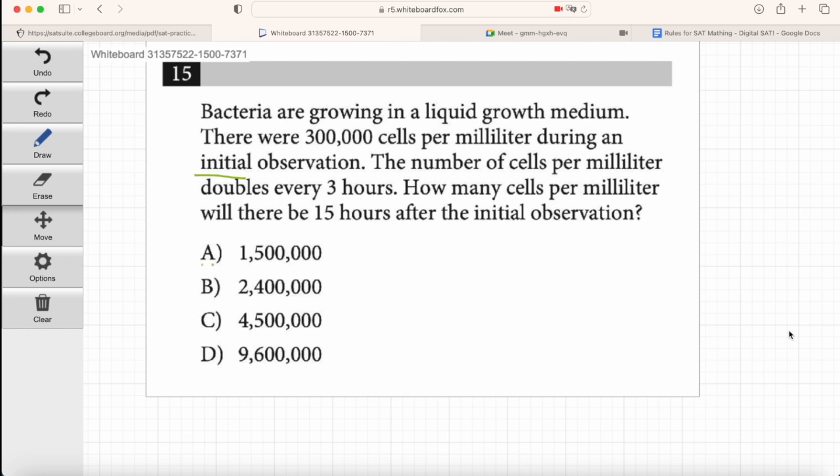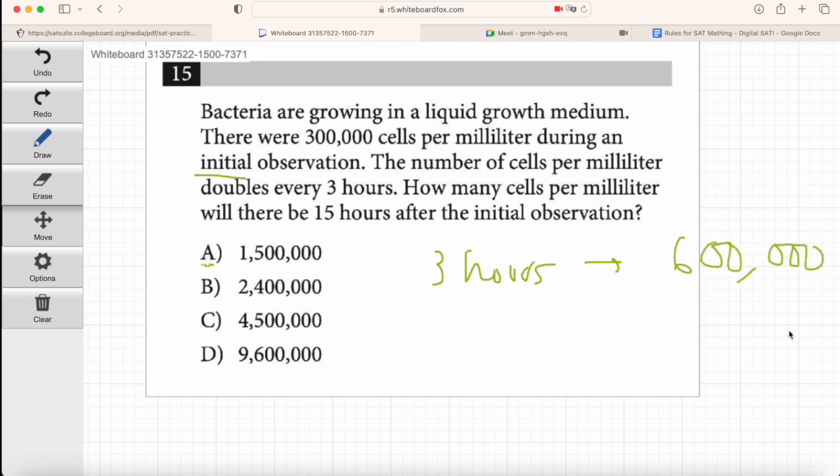We know we're starting with 300,000. I know how many cells there's going to be in 3 hours, and so do you. How many cells are there going to be in 3 hours? 600,000. Yeah, 600,000. It's just doubling because they tell us that. Does that make sense? How you can just sort of logically figure that out without doing some fancy operation?